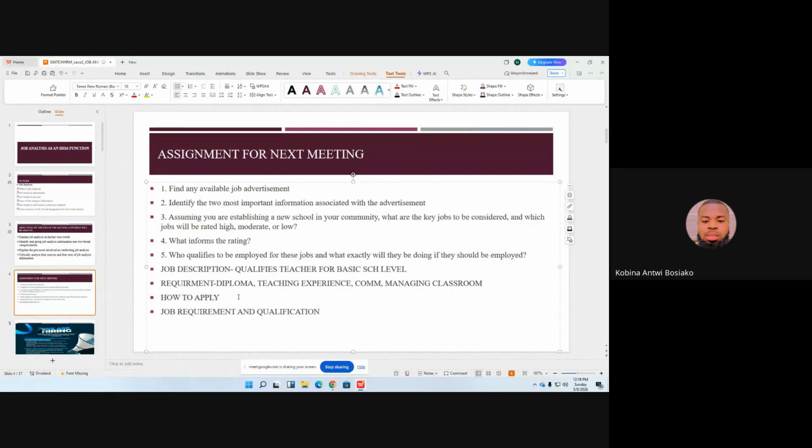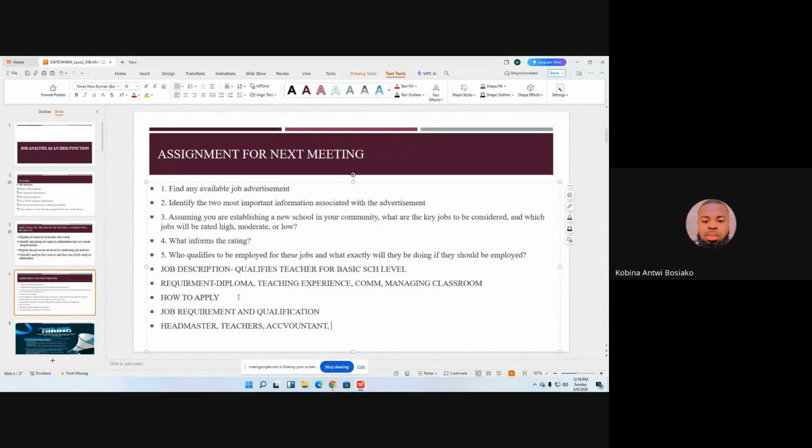The third question: the key jobs in a new school and their ratings. So the job position, the rating, and the reason. The headmaster or the headmistress is rated high because he or she is responsible for the overall management of the school. And teachers are also rated high because they provide teaching and learning for students. And we also have the accountant or bursar, also rated high because they manage school finances.